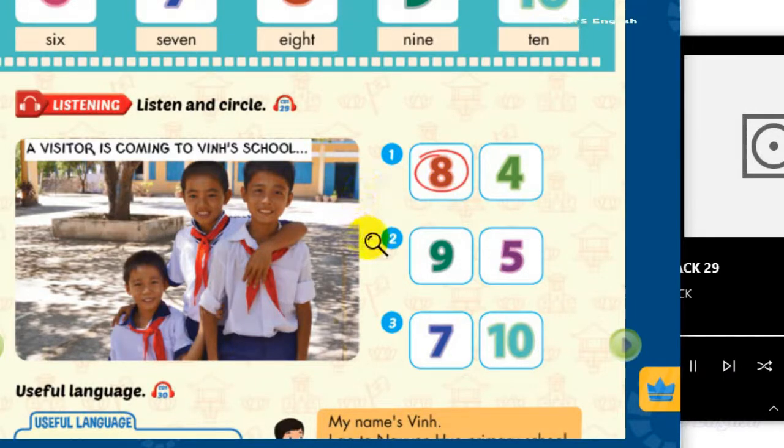2. Hello. What's your name, little girl? My name's Kim. Hello, Kim. She's 5. 3. Hi. What's your name? My name's Tao. And how old are you, Tao? I'm 7.